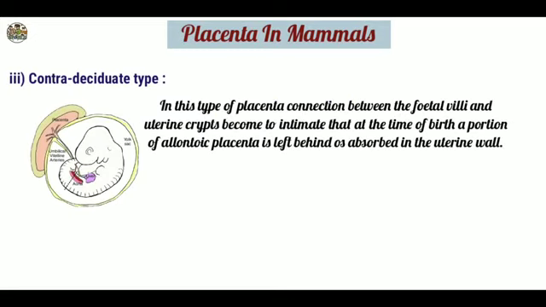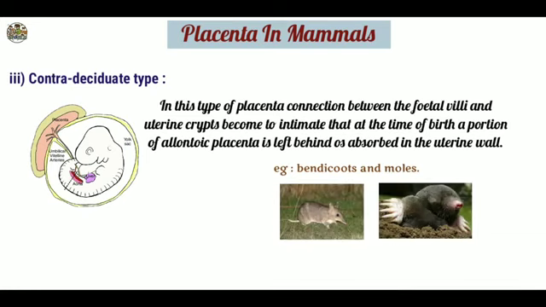Contradeciduate. In this type of placenta, the connection between the foetal villi and uterine crypts becomes so intimate that at the time of birth a portion of the allantoic placenta is left behind and is absorbed in the uterine wall. That is found in bandicoots and moles.